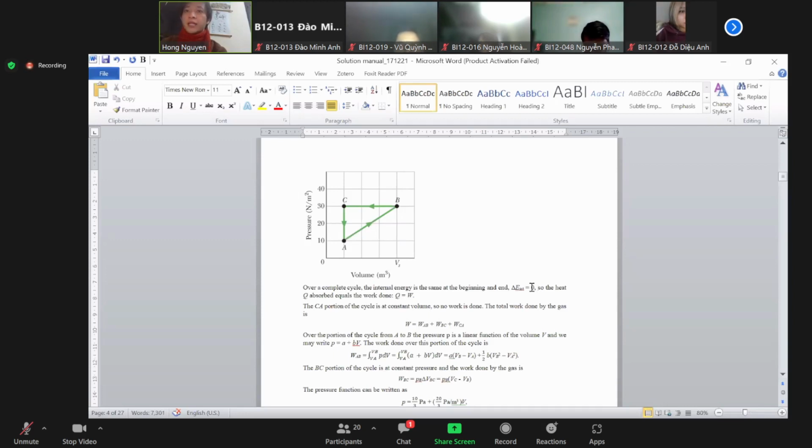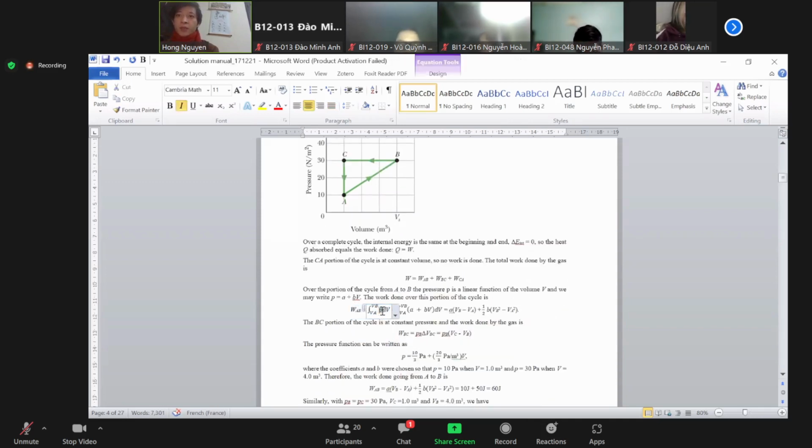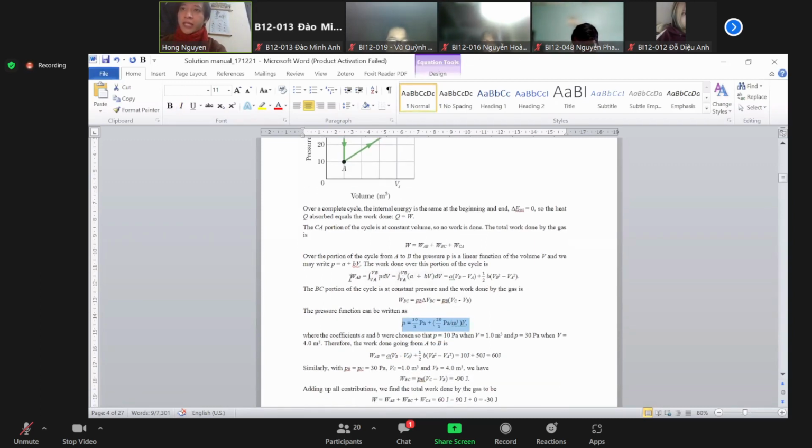So for the AB, we do like the previous exercise, the exercise 3. We solve this equation by writing the pressure as the function of volume. So we did exactly the way we did for the question 3. You should be able to find the pressure function like this. And if you solve this integral, okay, I will remind you once again that this formula is always true. It's true for every process. Then you should be able to find 60 joule.